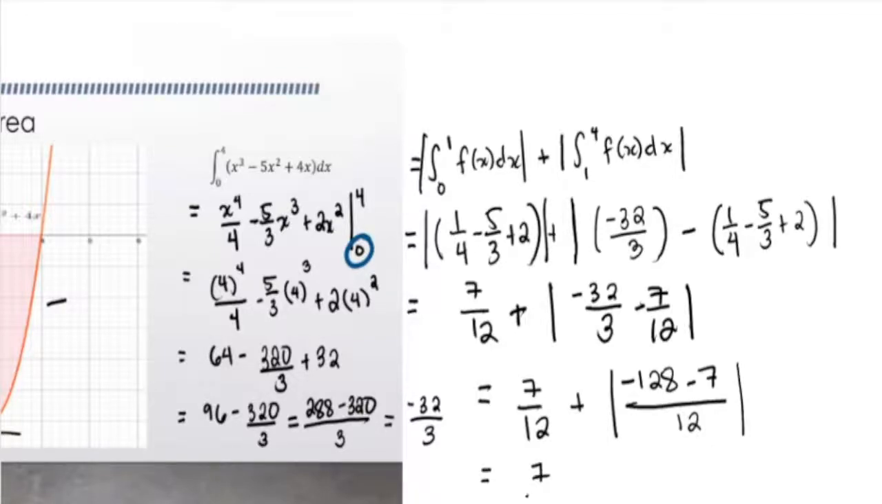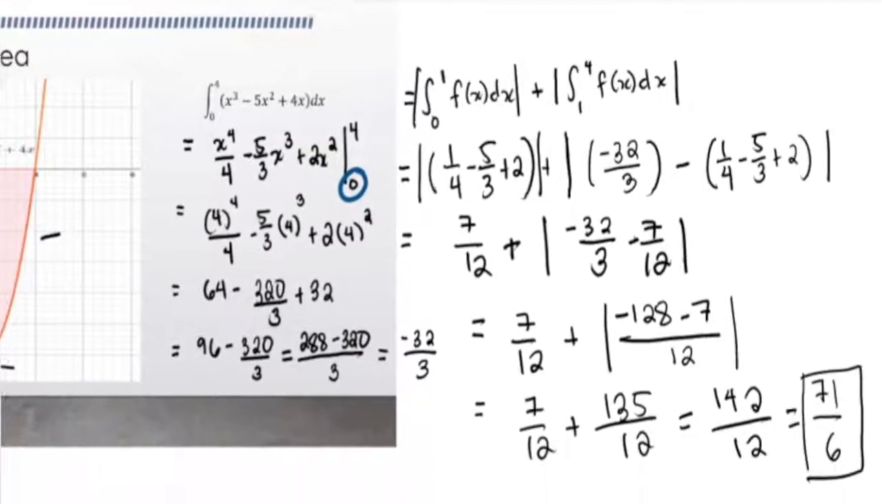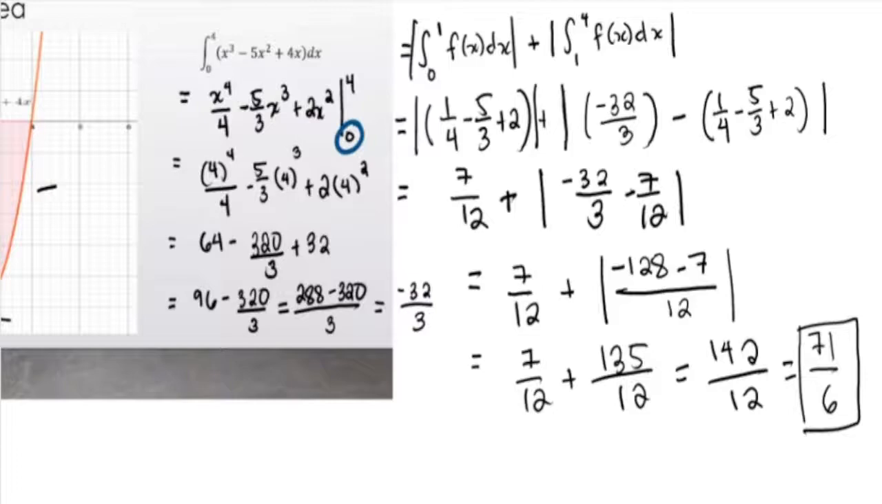Or 7 over 12 plus 135 over 12, which is 142 over 12, or 71 over 6. Oops, sorry, hindi pala kita.